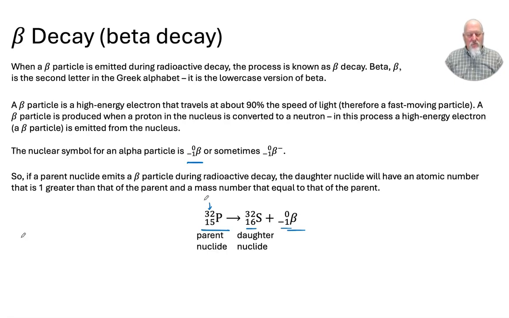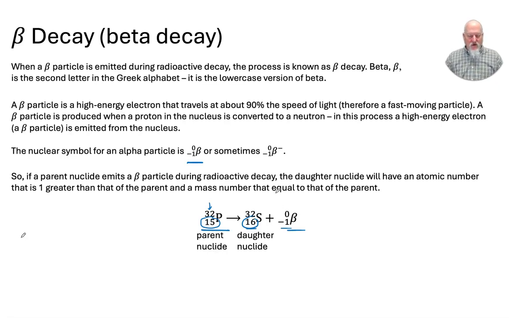So during a beta decay, the daughter nuclide has one more proton than the parent nuclide had. So the atomic number goes up, and the mass number stays the same because protons plus neutrons are the same, because all we've done was convert a neutron to a proton.